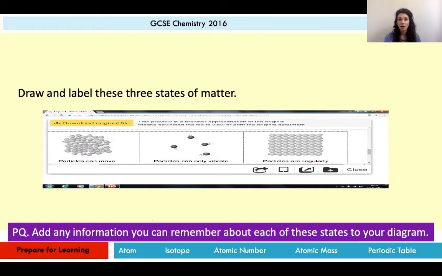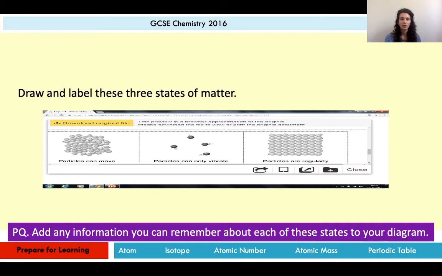Okay, so just a little bit of revision of states of matter. So solids, liquids and gases. So I found just a very simple diagram of a solid, a liquid and a gas, and a little description. So one of them has particles that can move around, one of them has particles that can only vibrate, and one of them has particles that are in a regular structure.